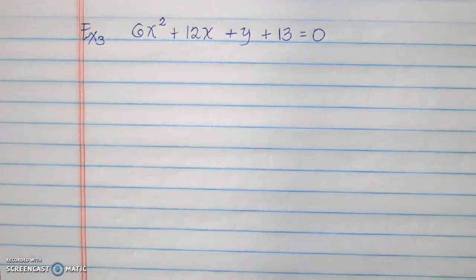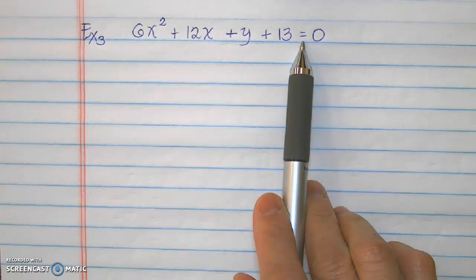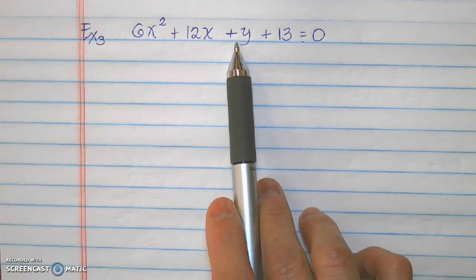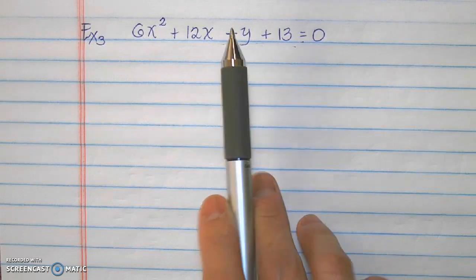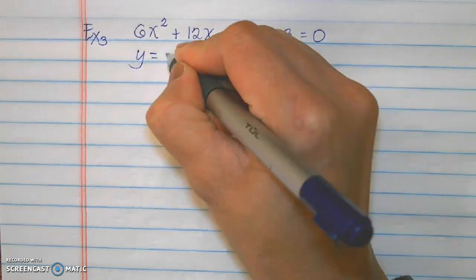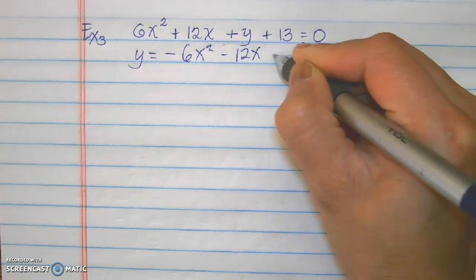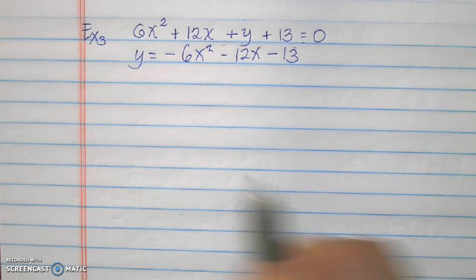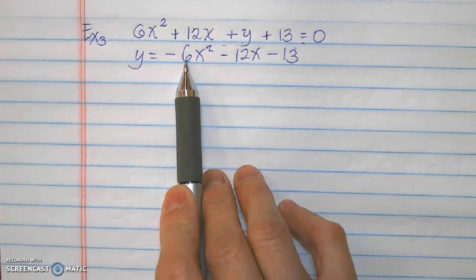Okay, example number 3. This is a different kind of given because the y is together with all these terms. So y has to be alone. So I'm going to leave the y there and put all of them to the other side. So that's a negative 6x squared minus 12x minus 13. And then I need to make sure that that is going to be a 1 by factoring it out.